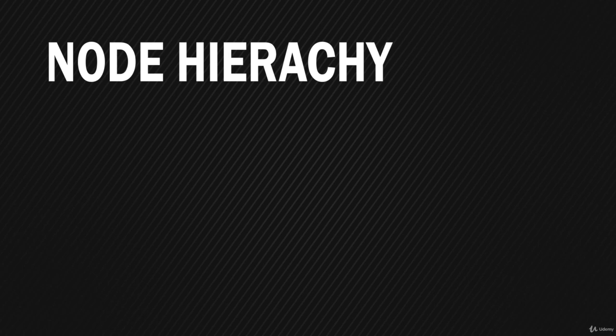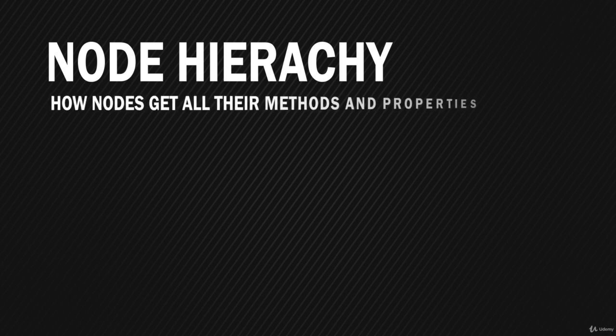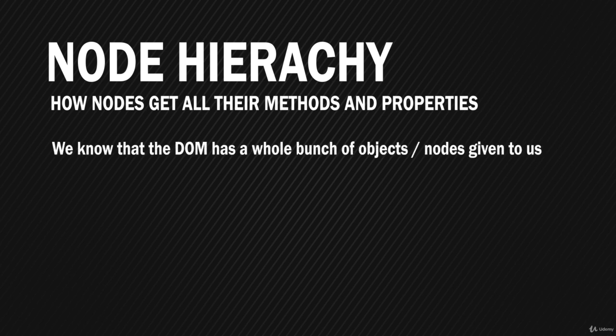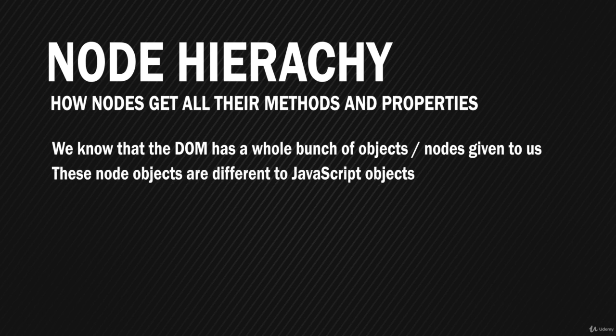It's time now to look at the hierarchy of nodes. Understanding the node hierarchy will allow us to understand how nodes get all their methods and properties. Right now, we know that the DOM has a whole bunch of objects/nodes given to us straight out of the box. And we also know that these node objects, aka host objects, are different to JavaScript or native objects.